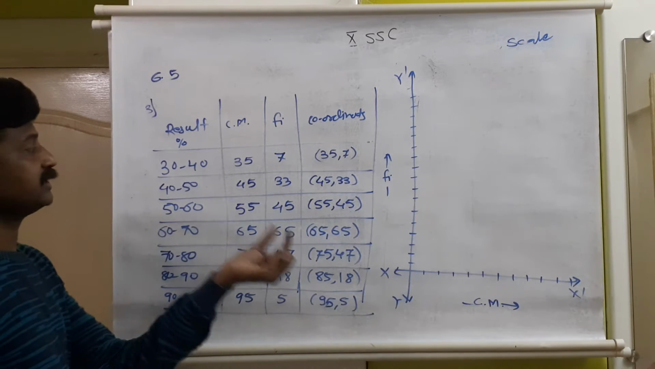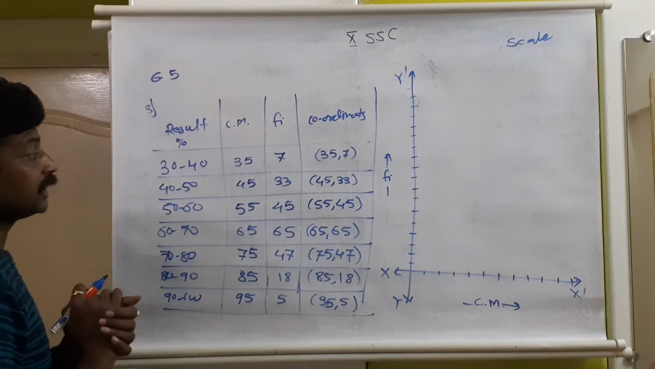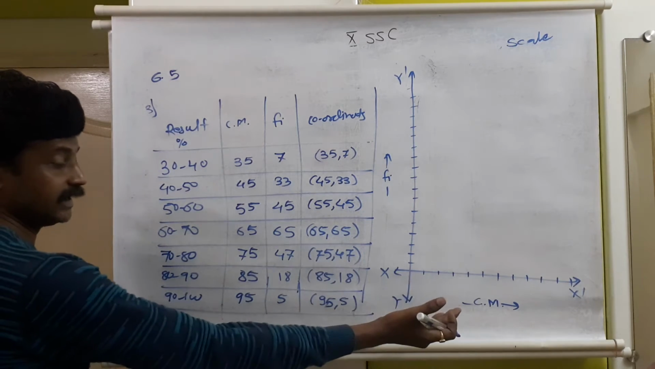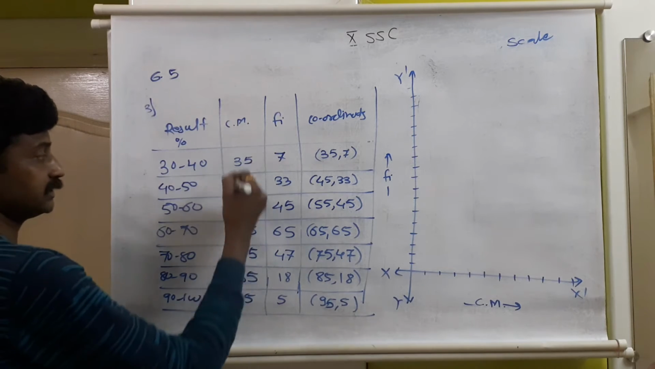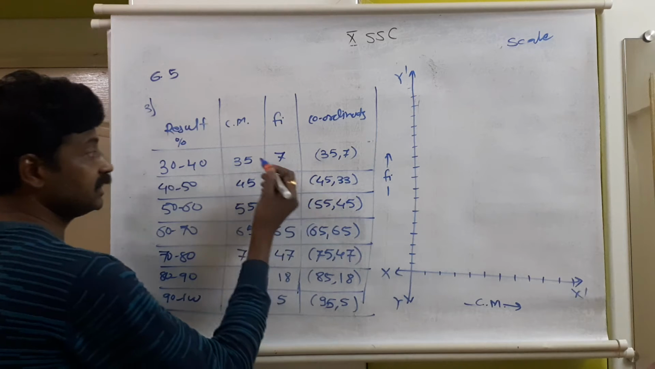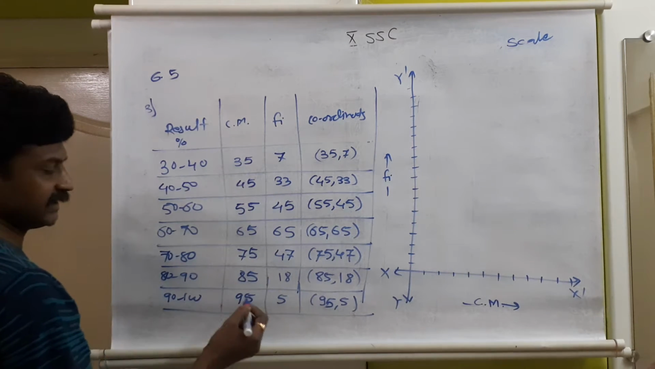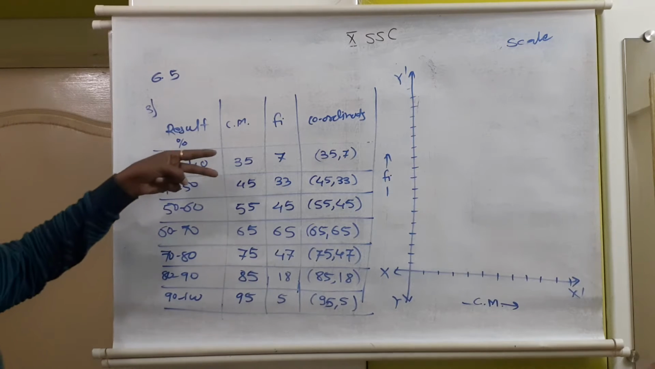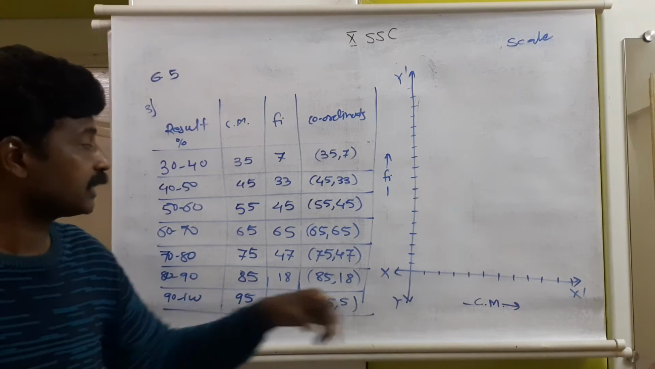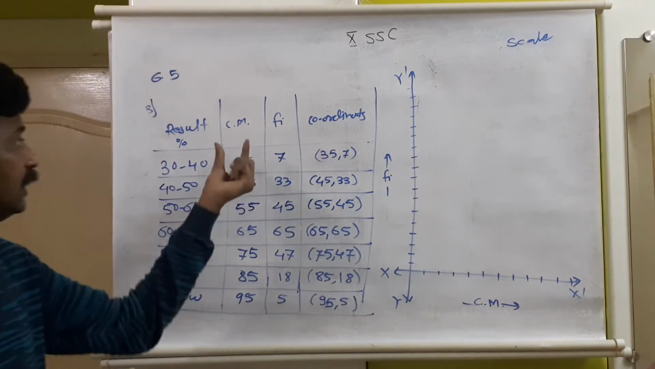See, 1 centimeter is equal to 10 if it is taken on the x-axis. But we need the class marks, not the classes. Direct class marks will come, so we need to think of this. The first class mark is 35. Your first point is 35 and the last is 95: 1, 2, 3, 4, 5, 6, 7. Total 7 are needed. The difference between them is 10, so every unit we can mention as 10. 1 unit is equal to 10.